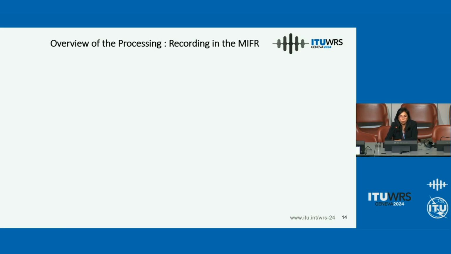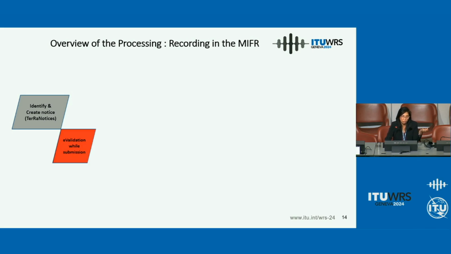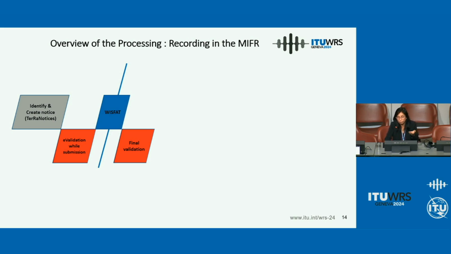Okay, so just an overview of the recording in the master register. You identify what the data items are for which notice type, and then you identify how to fill it in, you create your notice, then you do your validation, either with e-validation or during the submission. Then you will submit via WISFAT. There will be a final validation on our side because the database is active, so between the submission and the time we receive it, things might have changed.